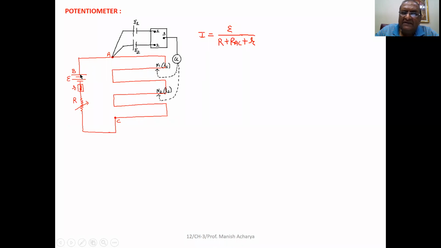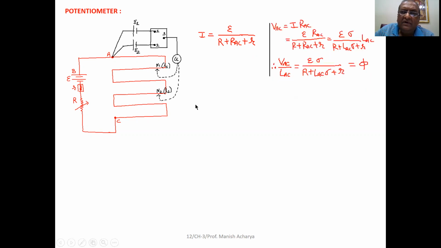to operate the circuit, the battery with EMF E and internal resistance r is connected. The resistance box R, that is connected in series with it, and a potentiometer wire. All these are connected in series. So we can write the current constituted I, that is equal to E upon R plus resistance of potentiometer wire, that is resistance of AC wire, plus internal resistance of the battery.